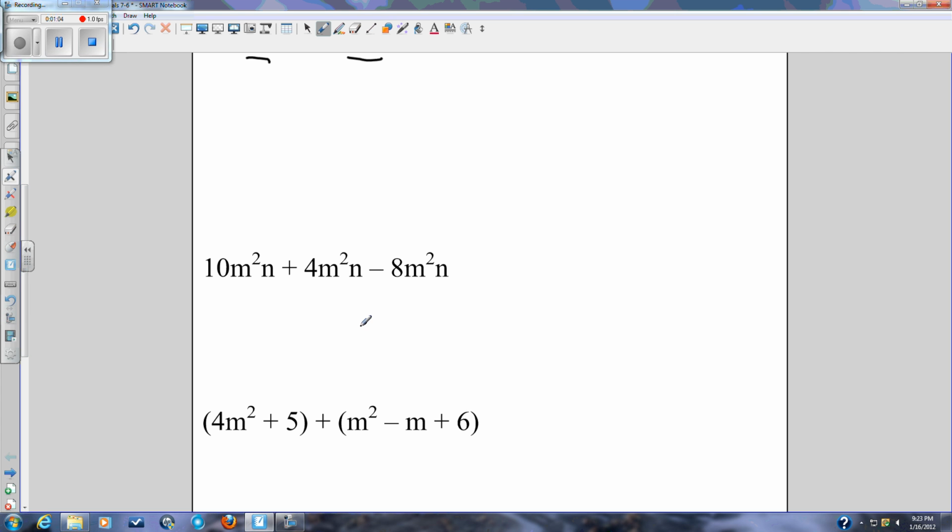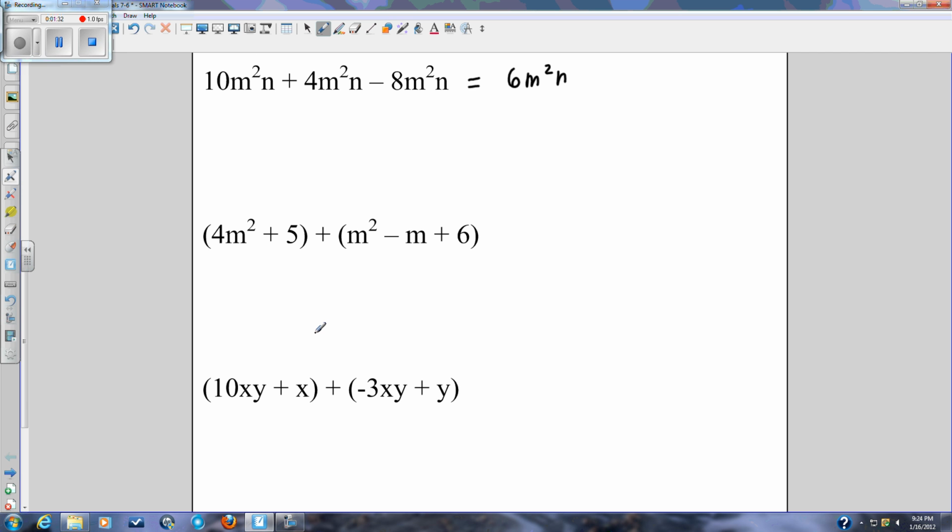Next we have 10m squared n plus 4m squared n minus 8m squared n. And notice all the terms are like terms because they have m squared n's in them. And so we're going to add or subtract the coefficients as indicated. 10 plus 4 is 14, minus 8 is 6. So we have 6m squared n. So we just get a monomial for our answer.